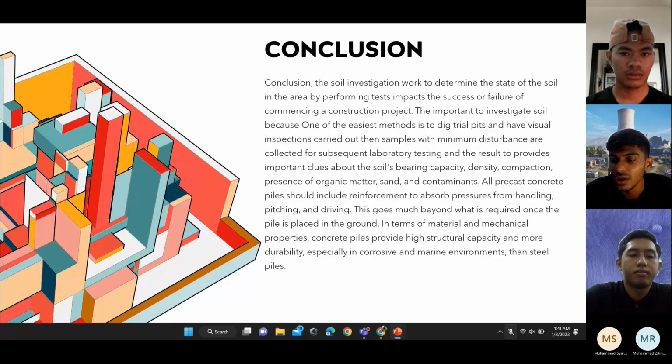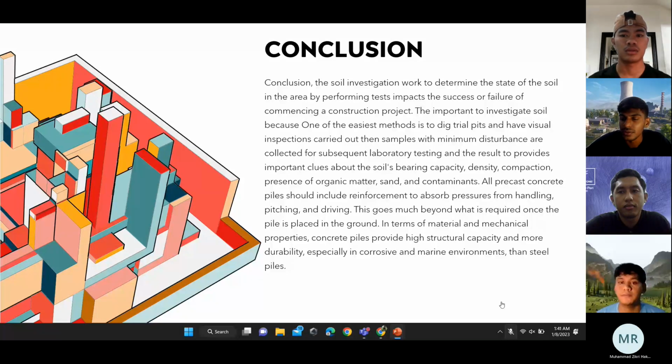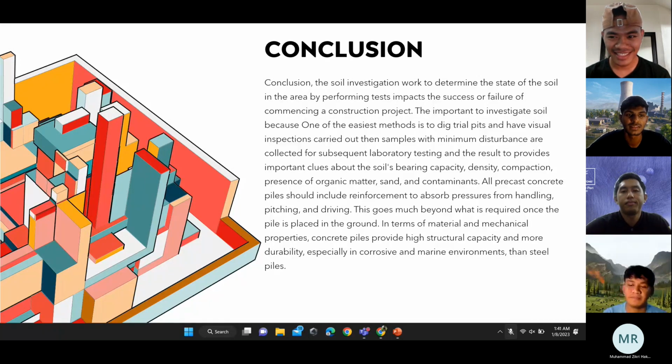So for conclusion, I want to conclude that soil investigation is very important to determine the type of pile that we need to use for that place, because everything depends on soil condition. Besides, all of the piles such as RC square, RC spun, and bored pile have their own advantages and disadvantages. And lastly, every pile also has its own method statement for construction procedure. That's all from me. Thank you so much.